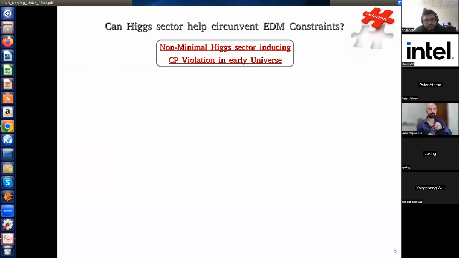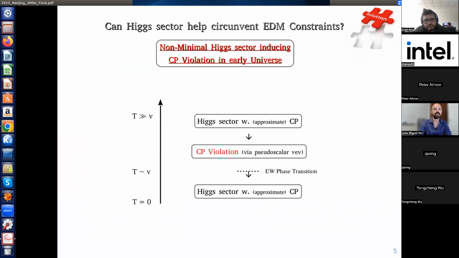So what I want to tell you about today is the fact that, in principle, a minimal Higgs sector could in fact help circumvent these electric dipole moment constraints in the following way. It could induce CP violation in the early universe, such that CP violation would be large or active when baryogenesis would take place around electroweak scales, and then later on, the very evolution of the scalar sector would suppress CP violation in order to have an approximately CP conserving scalar sector today.